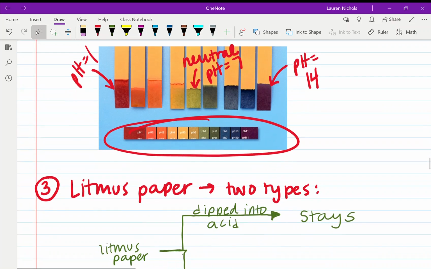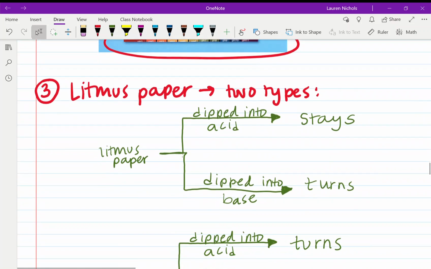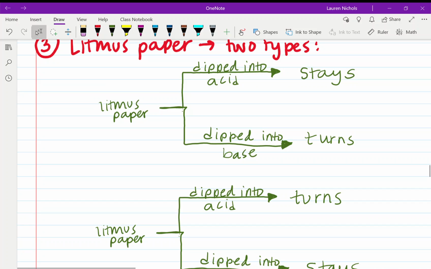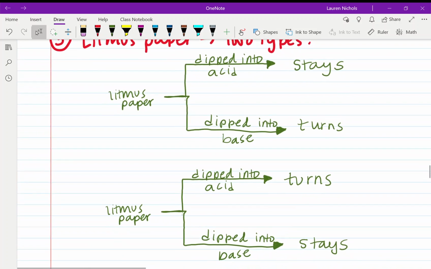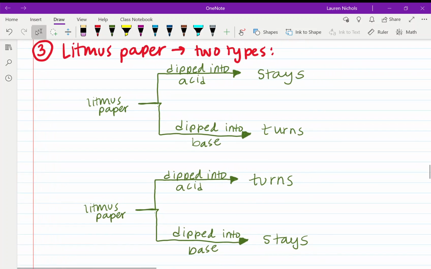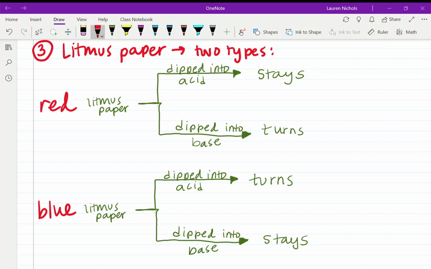Now, the third way to tell is with litmus paper. This isn't as commonly used because it's not, in my opinion, as super helpful, because all it can do is confirm if it's an acid or a base. It can't tell you anything more specific than that. So litmus paper has two types. There's red litmus paper and there is blue litmus paper.